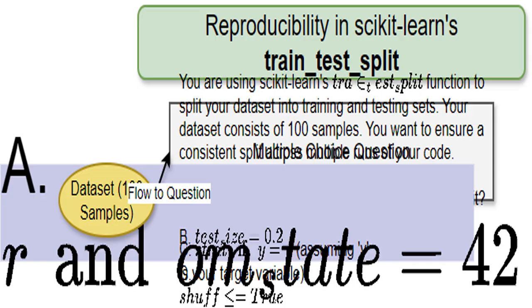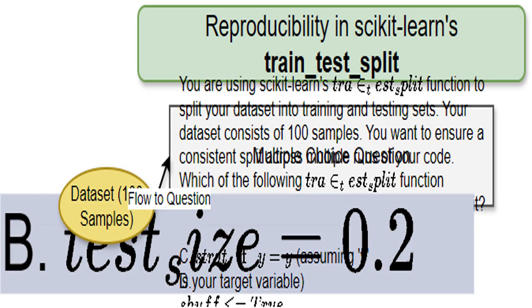This is an argument to the train_test_split function. Setting random_state to a specific number, like 42 here, acts like a seed for a random number generator. It ensures that the data is shuffled in the same way each time, leading to a consistent split. This is super important for reproducibility.